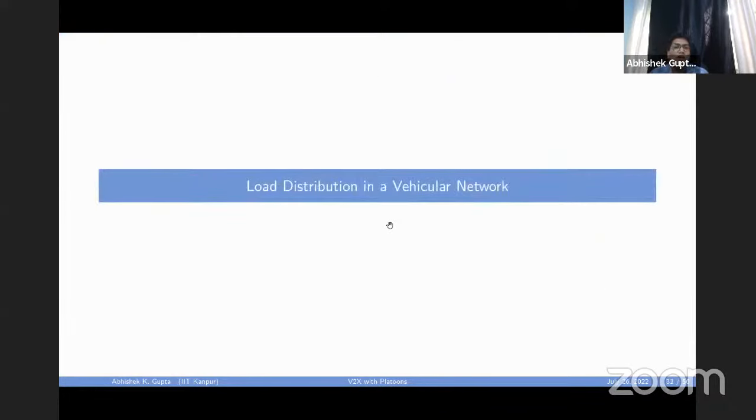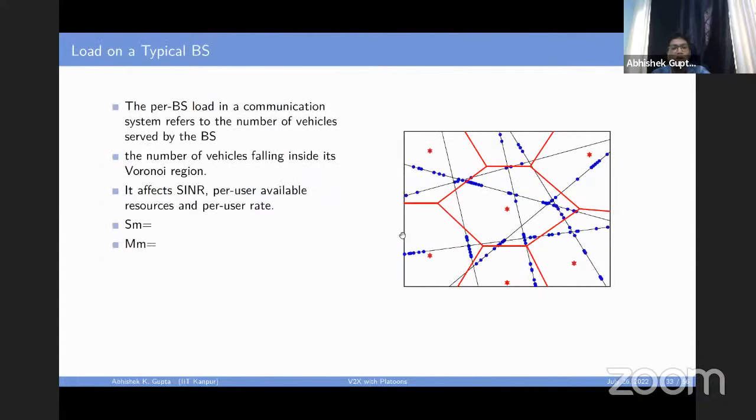Okay. So what is the benefit of all this modeling? What is our goal here? As I also clarified earlier, my goal is basically to talk about the load distribution and the rate coverage, right? So again, I do not have much time, so I'm going to just talk about very simple things. What I mean by load is that if you take a typical base station, you basically compute how many users are there, right? And that is the load, right?